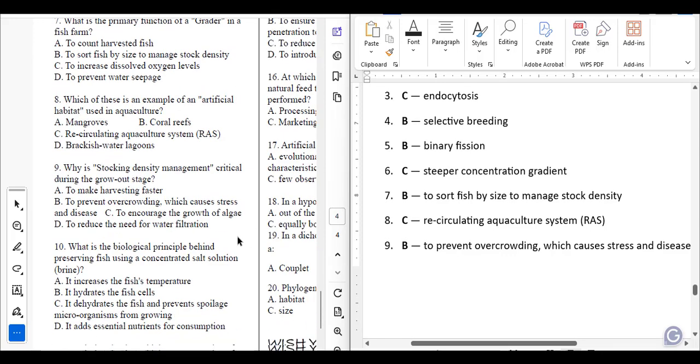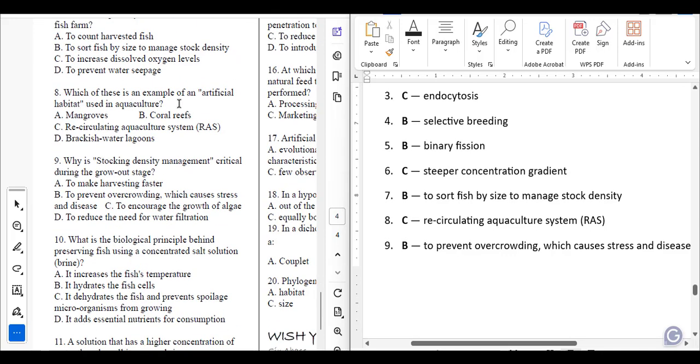Go to 8. Which of these is an example of an artificial habitat used in aquaculture? A, mangroves. B, coral reefs. C, recirculating aquaculture system, RAS. D, brackish water lagoons. So C will be our choice, recirculating aquaculture system, RAS. The rest are all natural habitats.